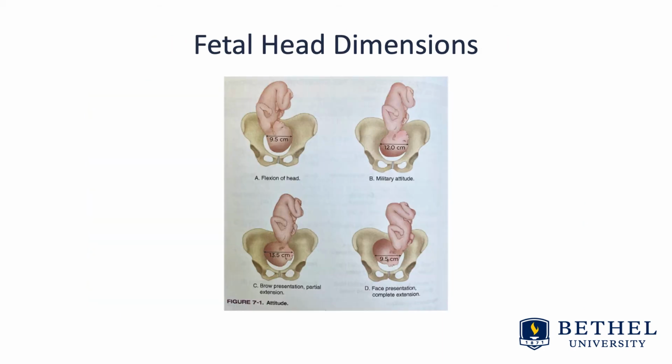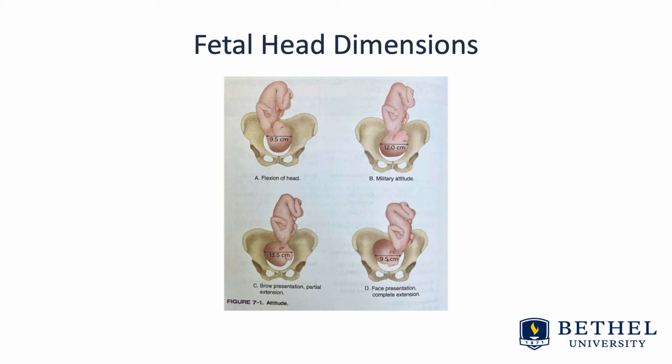Okay, so let's look at fetal head dimensions from one other angle here. In that upper left image, you see a vertex presentation or suboccipitobregmatic, and that's the 9.5 centimeter diameter. And in the upper right, you see that military position where it's approximately 11 to 12 centimeters.